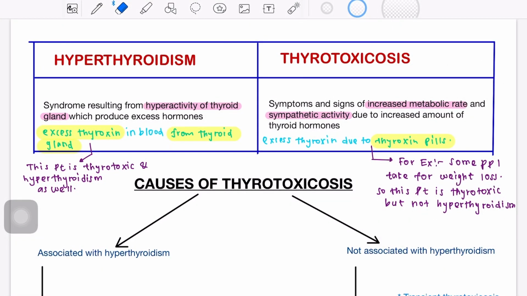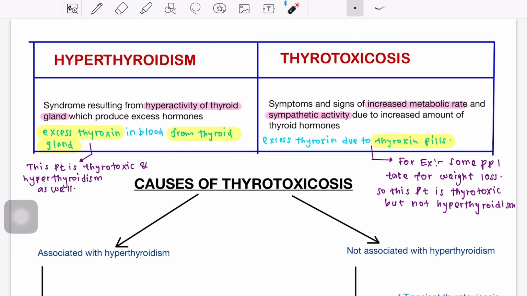Hello friends, today I am going to explain the differences between hyperthyroidism and thyrotoxicosis. Some of us may think hyperthyroidism and thyrotoxicosis are the same, but actually they are not the same. Let me tell you the differences between hyperthyroidism and thyrotoxicosis.